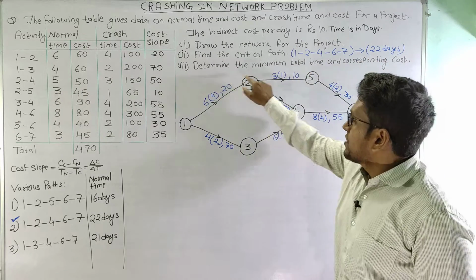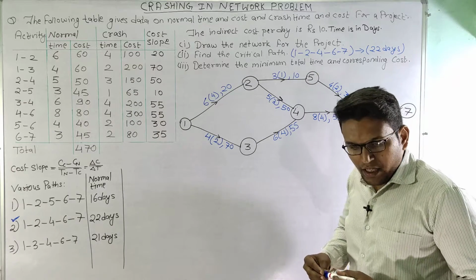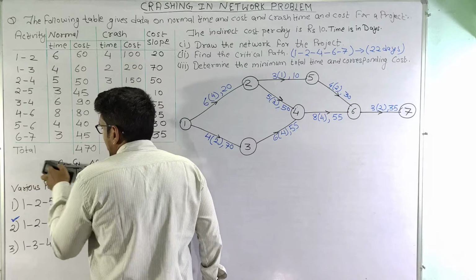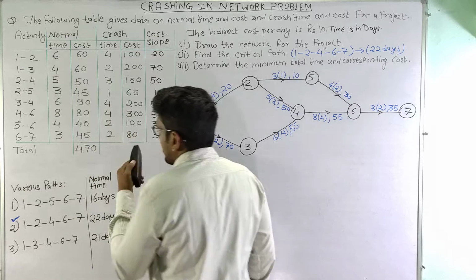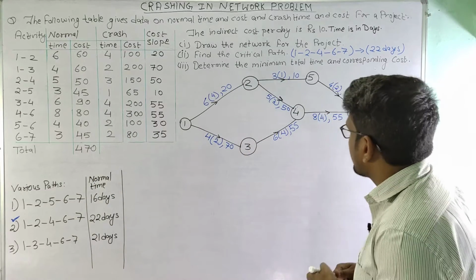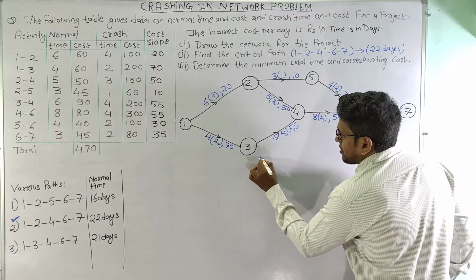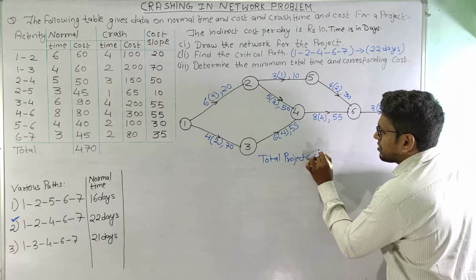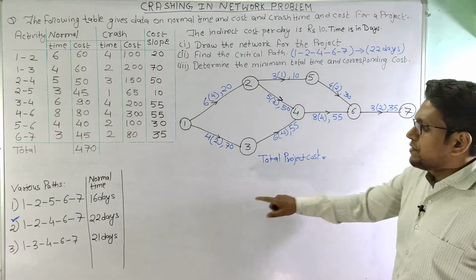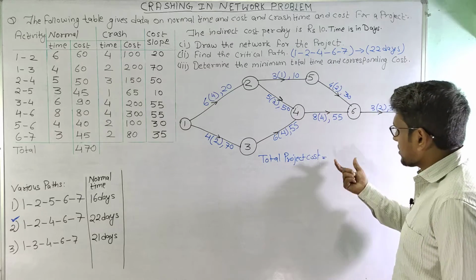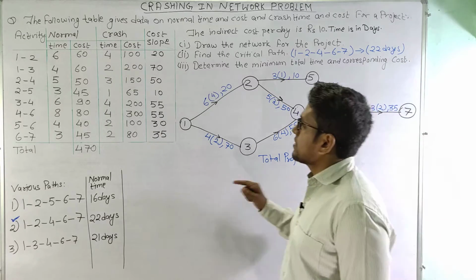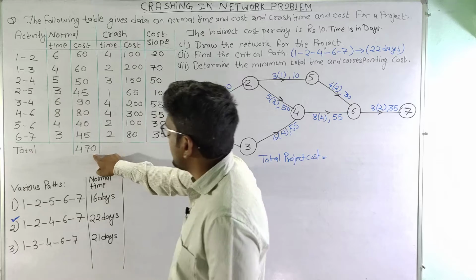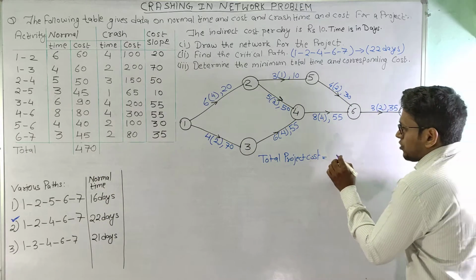Now we have solved the first two parts. Now let us solve the third part. So to solve the third part, we will also need to calculate the total project cost. So what is the total project cost here? So we can see that the total project cost in normal times, because we have taken the normal time for the activities. So first of all is the normal cost. That means for each of these activities we can see that the total normal cost is coming as 470.